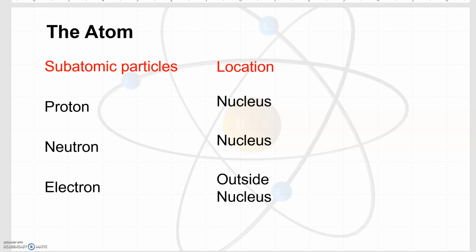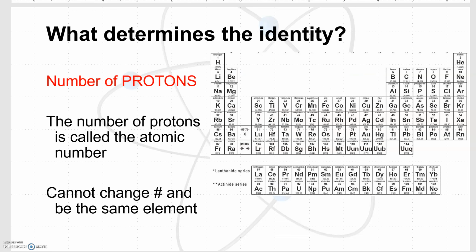All right, now where are these located within the atom? In the center of the atom there's something called a nucleus, and the protons and the neutrons are located there. The electrons are located outside of that. We also want you to know what the charge on those particles are. A proton is positive, a neutron is neutral, and an electron is negative.